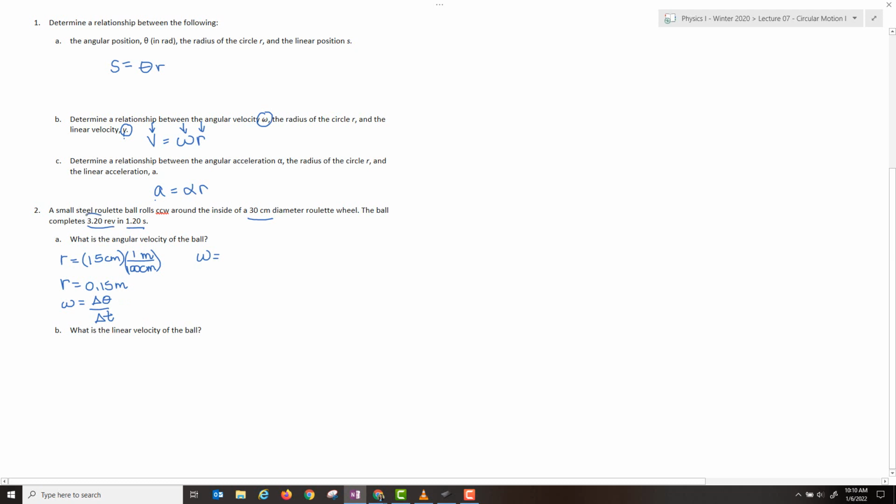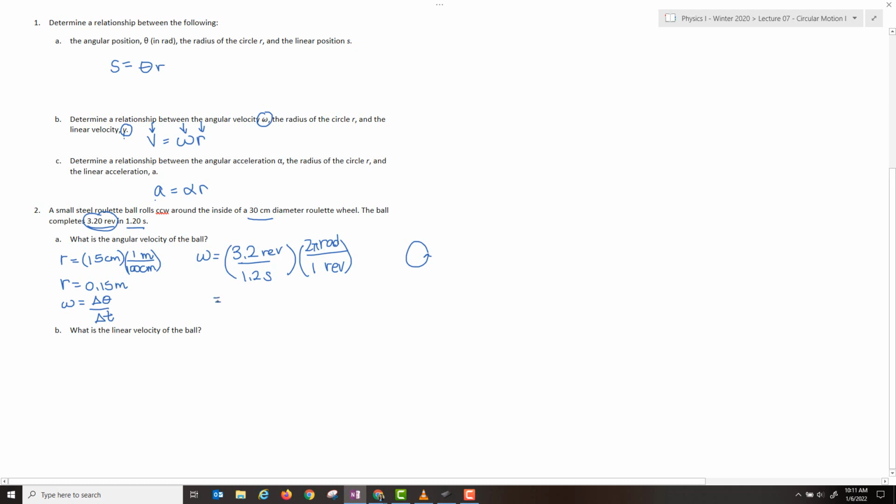So we've completed 3.2 revolutions in 1.2 seconds. Now revolutions is not the correct unit for omega. It should be radians per second. So we need to change our units. So we have revolutions per second. Now I'm going to get rid of revolutions. Since it's in the numerator right now, I'm going to put it into the denominator. And instead of revolutions, I'm going to change that to radians. 1 revolution means you're going around a full circle, which would be 2 pi radians.